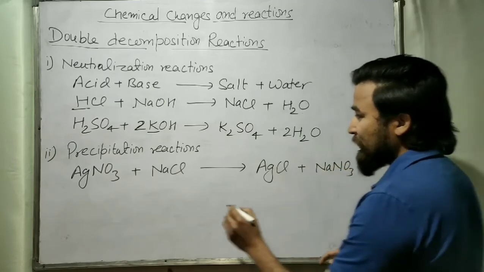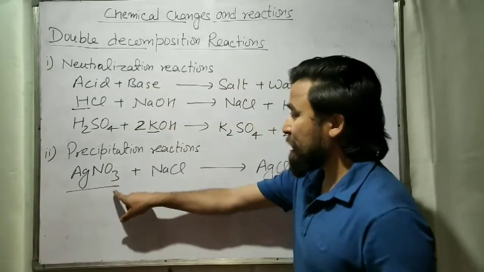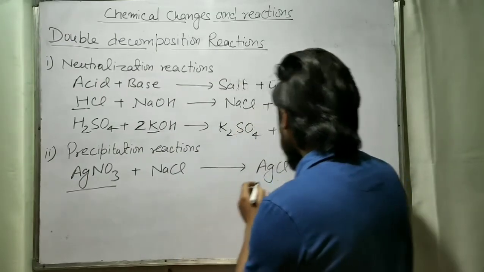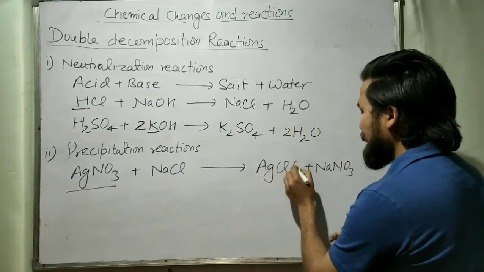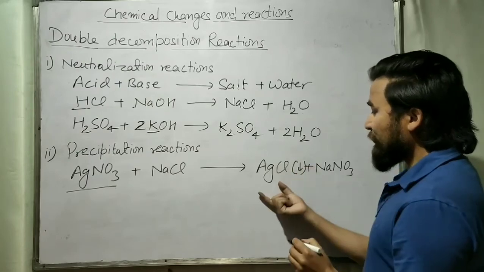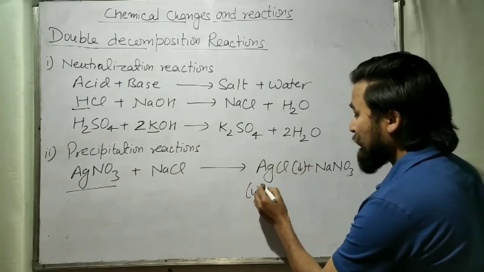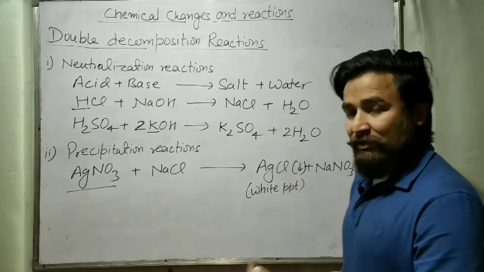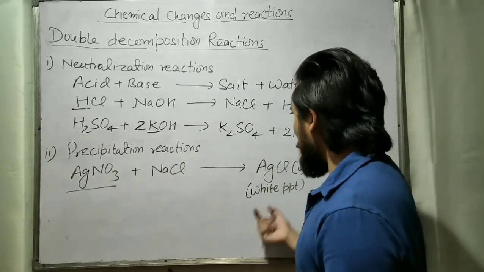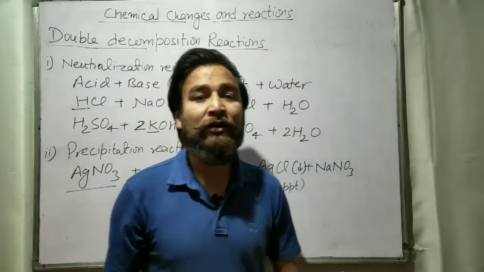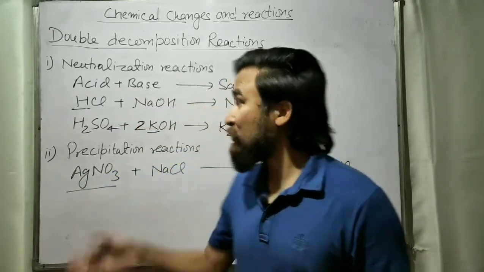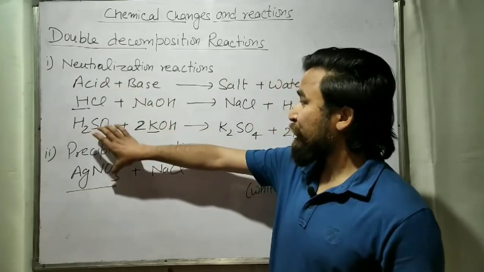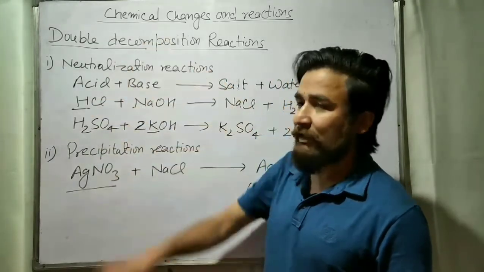NaNO3. You can see AgNO3, silver nitrate, is a soluble compound, NaCl is also a soluble compound, but when they are in aqueous solution, they react with each other in their aqueous state and form AgCl. AgCl forms a white precipitate, which is deposited at the bottom of the vessel. Therefore such reactions are called precipitation reactions. There are many more examples of this kind of reaction. Basically these are the types of double decomposition reactions.